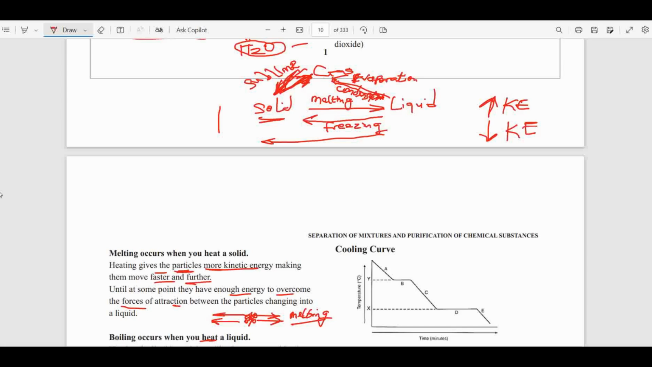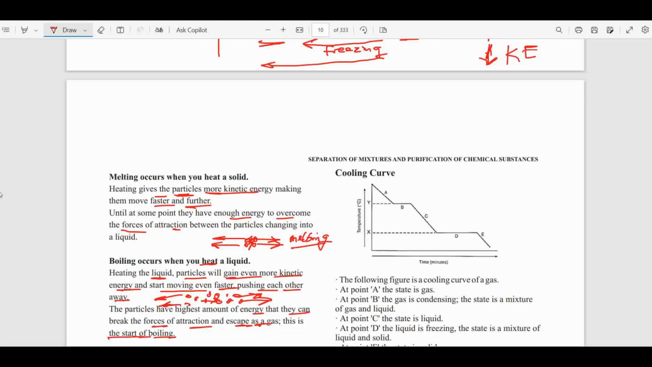Again, when you have the reverse of evaporation, the process as a result of boiling, what happens here would also be as a result of a decrease in kinetic energy, and the gas particles begin to move closer. So by condensation, a liquid state is attained again.